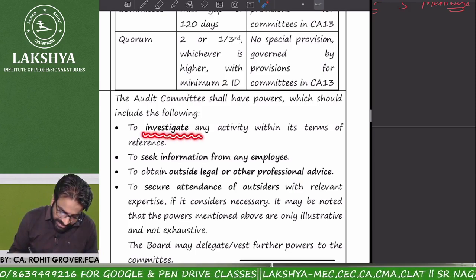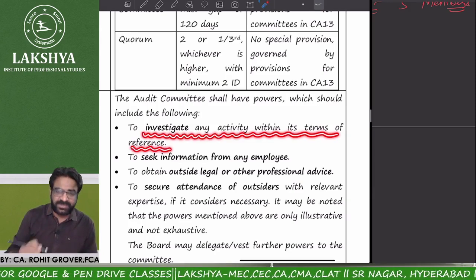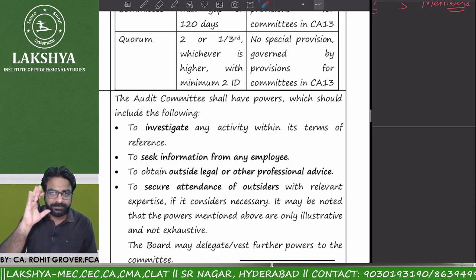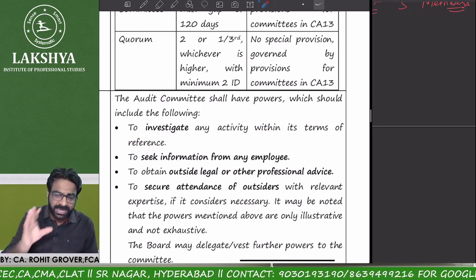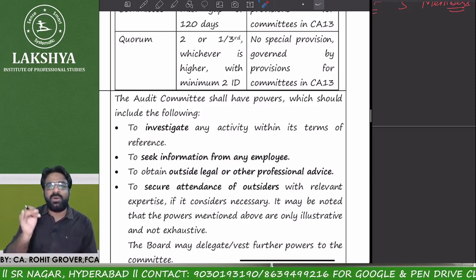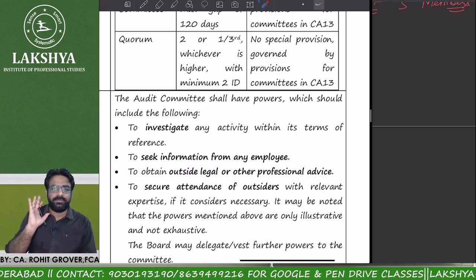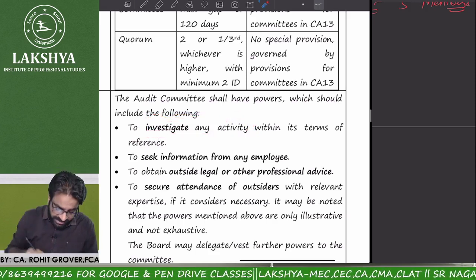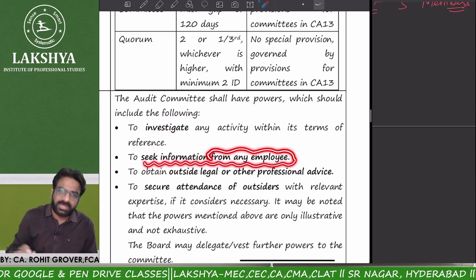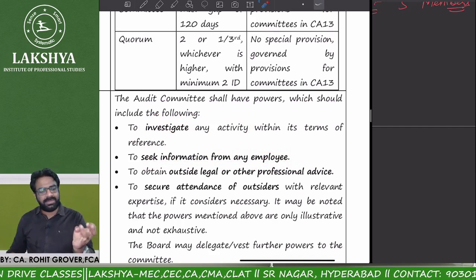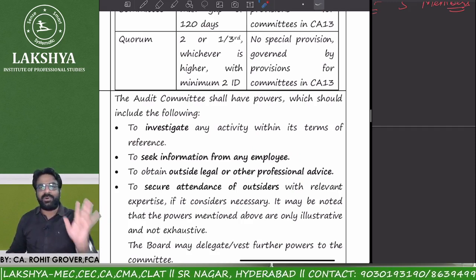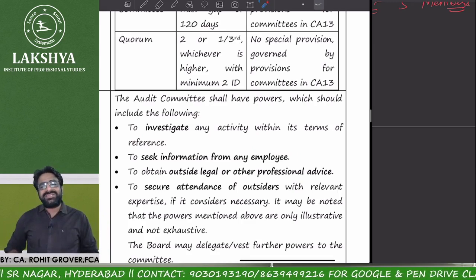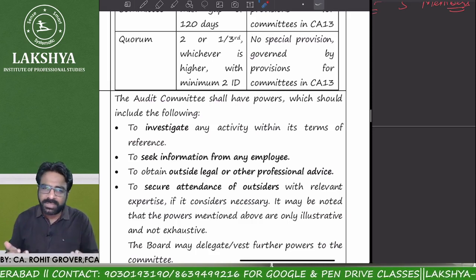Now, audit committee can investigate any activity within its terms of reference. Sir, audit committee is a limitless committee. It can investigate any area, any department, any subsidiary, any point of time, any person, any officer, any employee. It can investigate any kind of activity at any point of time. And if the audit committee wants, it can seek any kind of information from any employee. That's what I told you just now. Any entity, any activity, any employee at any point of time. So you can understand any word. It means the audit committee has unlimited powers, or to an extent, we can call it limitless, right?